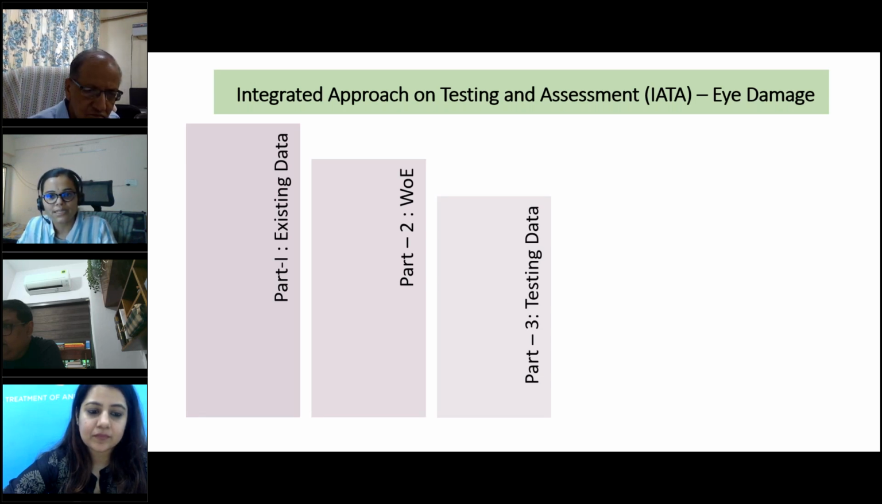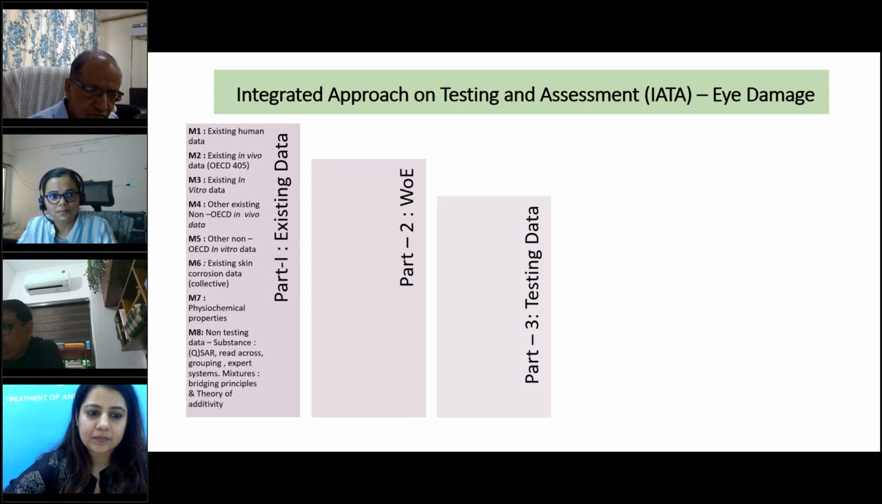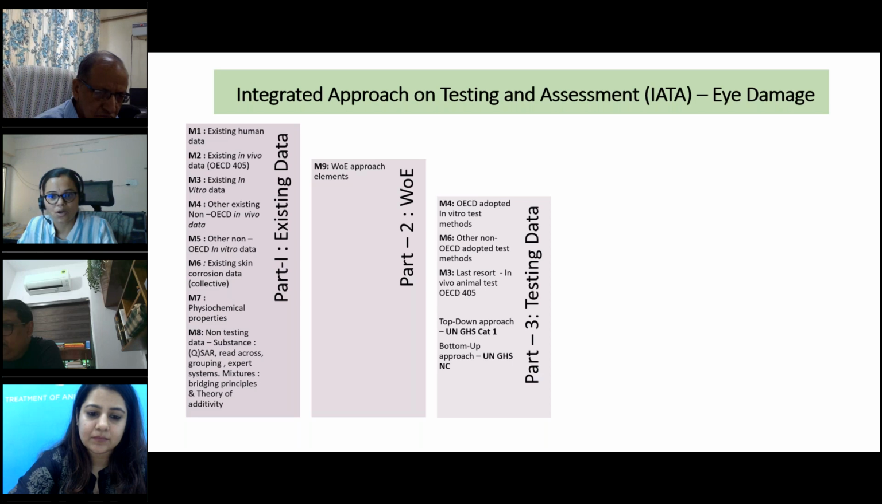Part 1 has 6 modules, where Part 1 guides on existing and non-testing data. Part 2 guides on weight of evidence approach analysis. And Part 3 guides on the generation of new testing data, where modules 4, 6, and 3 are used for OECD adopted in vitro test methods, other non-OECD adopted test methods, and lastly the usage of in vivo animal tests, which is an exception. And this Part 3 includes a top-down approach for classification of UN GHS category 1, that is corrosive material, and a bottom-up approach for UN GHS no category chemicals.